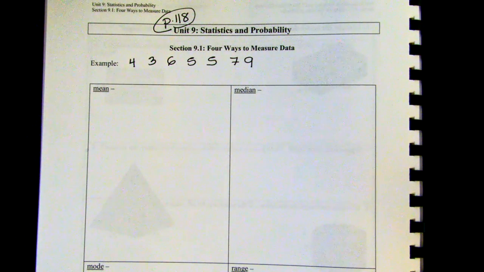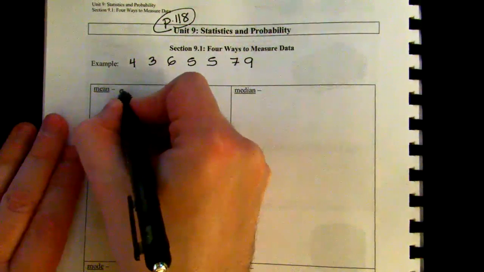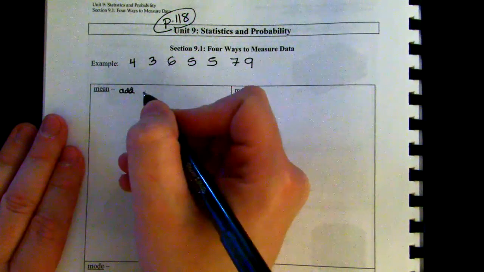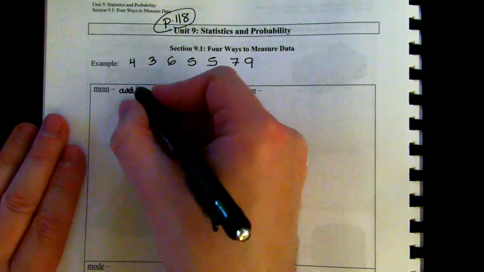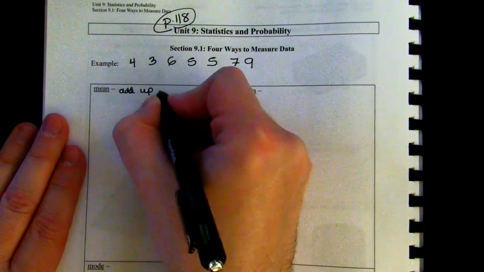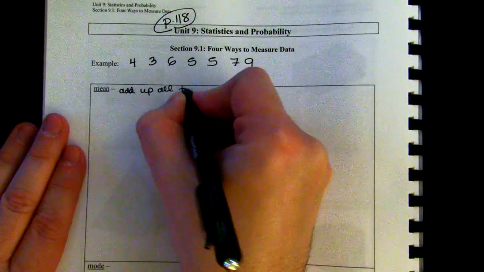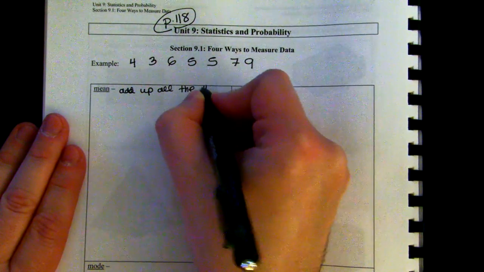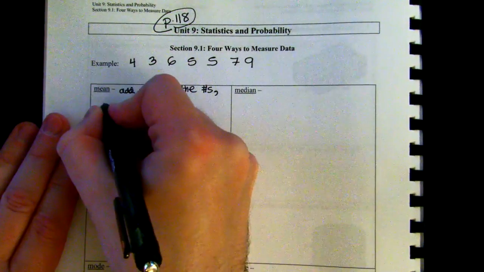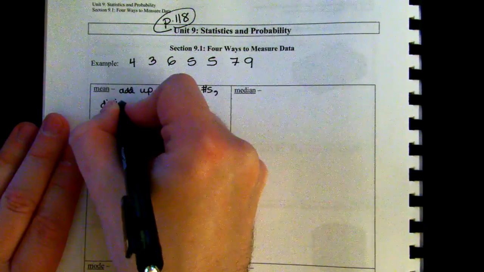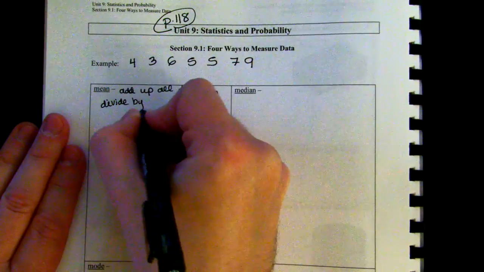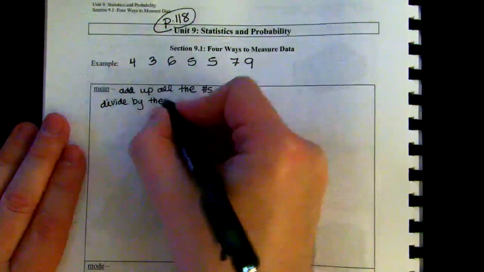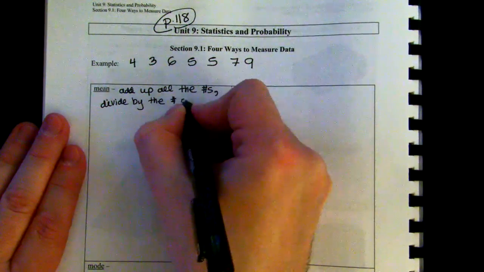The mean. First of all, do you remember what the mean means? How we find the mean? The way we'll find the mean, we're going to add up all the numbers and divide by the number of numbers. We're going to add up all the numbers, and then we're going to divide by the number of numbers.